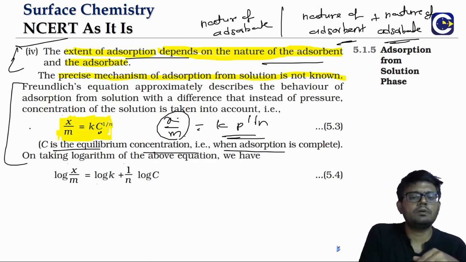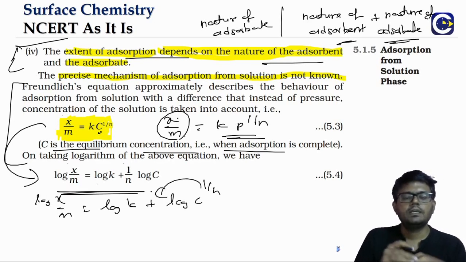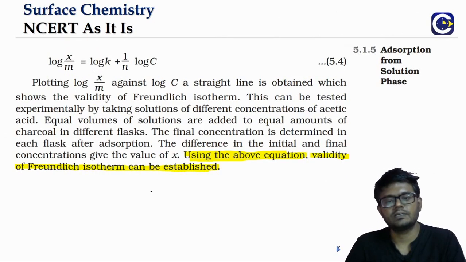So if we take a logarithm of this equation, what we will get? Log of X by M is equal to log K plus log of C power 1 by N. The 1 by N will come forward. Log of X by M is equal to log K plus 1 by N log C. So we will see that we have an analogous relation.